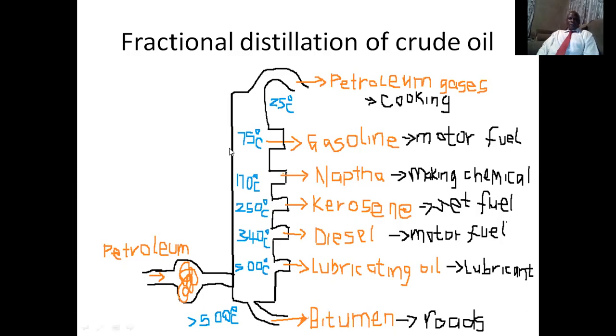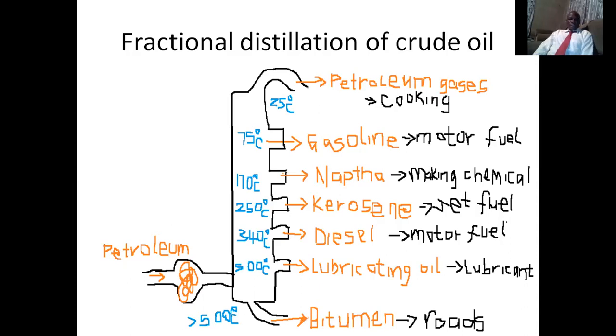And at 170 degrees Celsius, we have naphtha, which is used for making chemicals in industries. And at 75 degrees Celsius, we have petrol or gasoline, which is also used for motor fuel. And then lastly, at 25 degrees Celsius, we have petroleum gases, which are used for cooking.